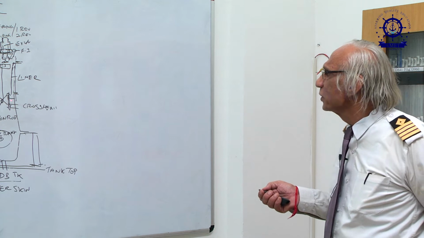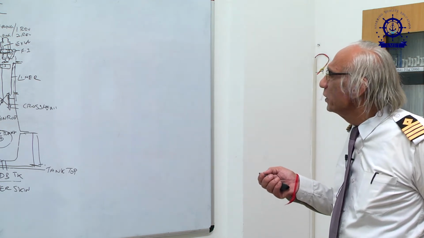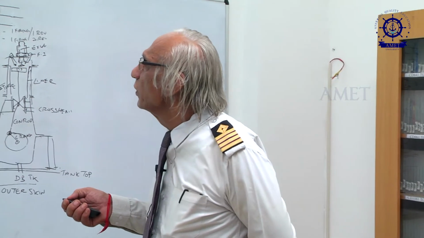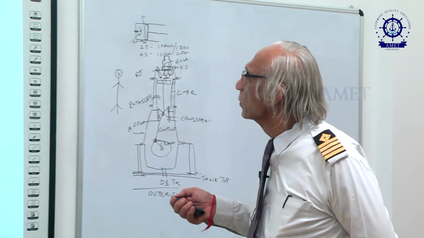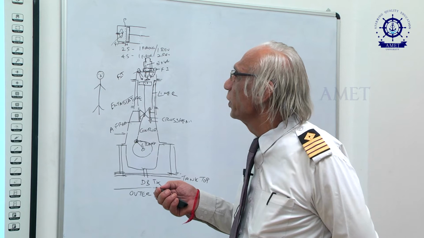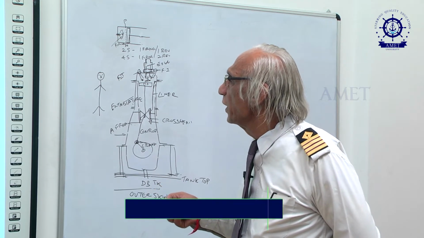Inside we have the cylinder liner, in which your piston is reciprocating. As you can see here, there is a piston with a long rod, and that is the reciprocating part. It is reciprocating in the cylinder liner. This is the cylinder liner.